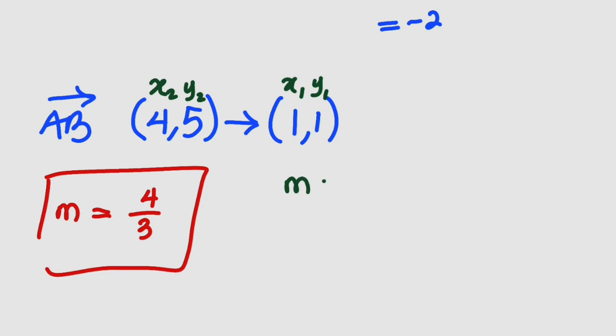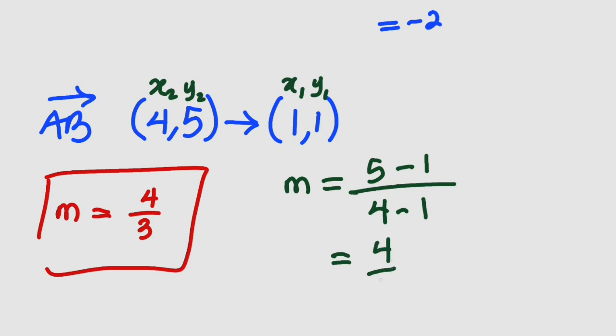So the slope M is equal to y2, which is 5, minus y1, which is 1, divided by x2, which is 4, minus x1, which is 1. This is equal to 5 minus 1 is 4, and 4 minus 1 is 3. You can see they are exactly the same.